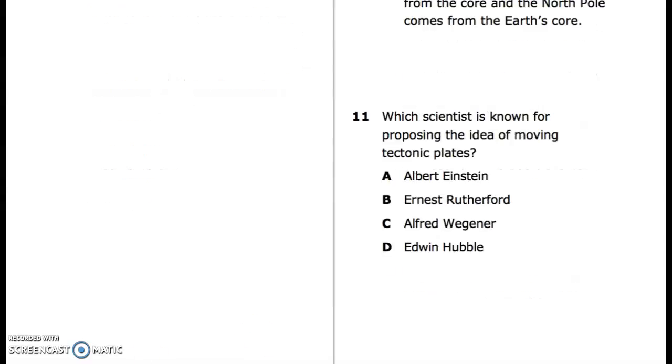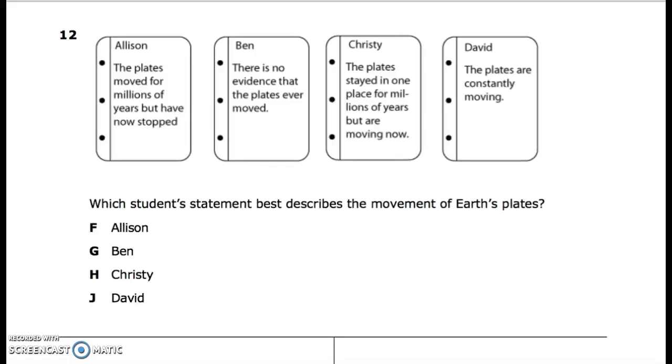11. Which scientist is known for proposing the idea of moving tectonic plates? A, Albert Einstein, B, Ernest Rutherford, C, Alfred Wegener, D, Edwin Hubble.